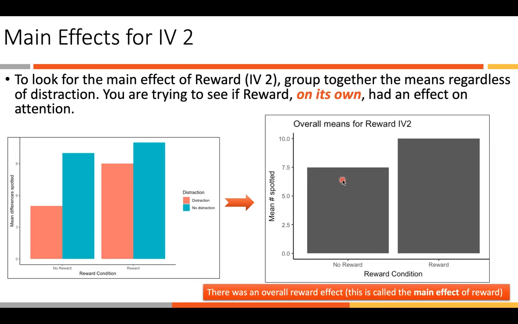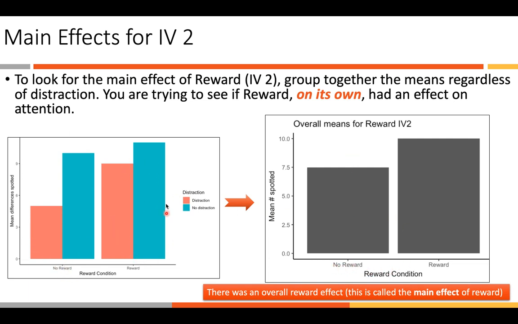And of course, we can do the same thing for reward condition. Notice we've put now reward condition on the x-axis over here on the left. We are going to average across distraction. Now, distraction is our color of our bars. So these 2 bars on the left-hand side, we average them together, and they produce our no reward bar.